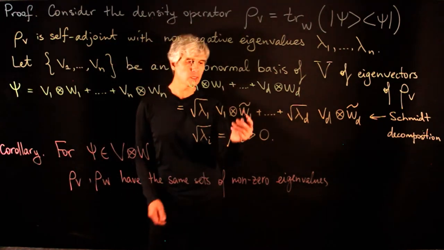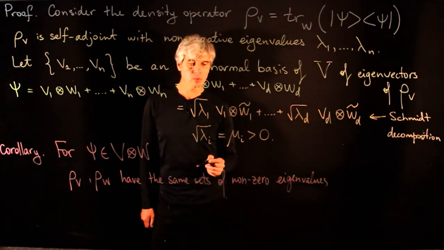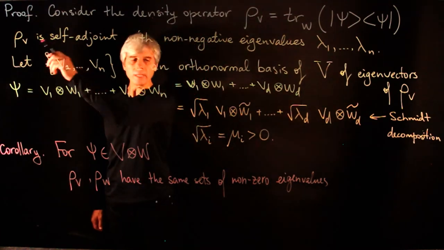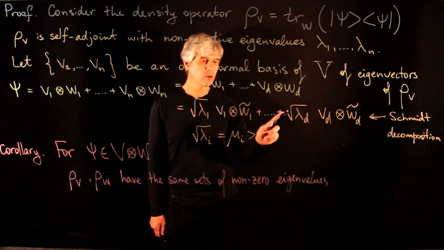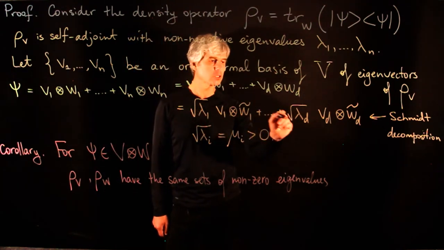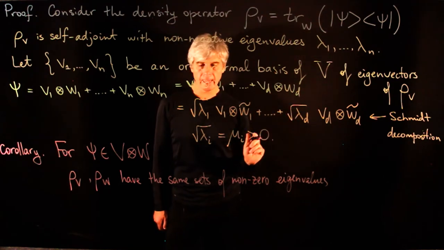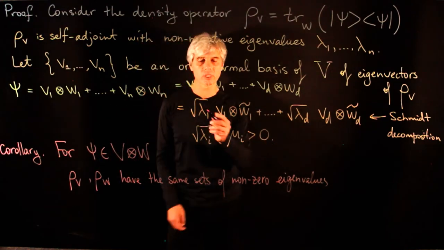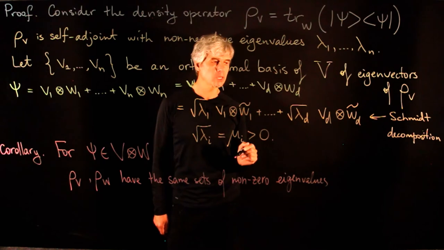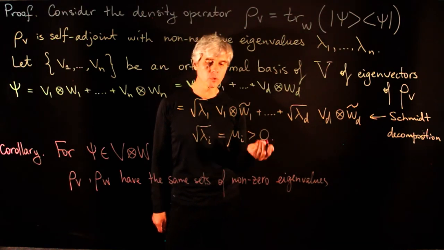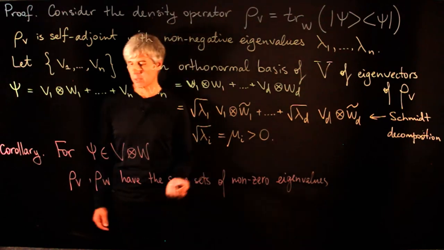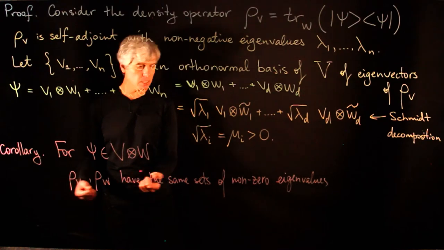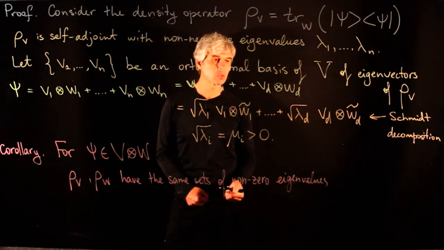And the connection here is the Schmidt decomposition. So what we see is that the eigenvalues of rho V are the squares of the non-zero coefficients in the Schmidt decomposition. But because of the symmetry, the same applies to W. So the squares of the coefficients of the Schmidt decomposition are also the non-zero eigenvalues for the density operator rho W. So this means that these two operators have the same sets of non-zero eigenvalues.